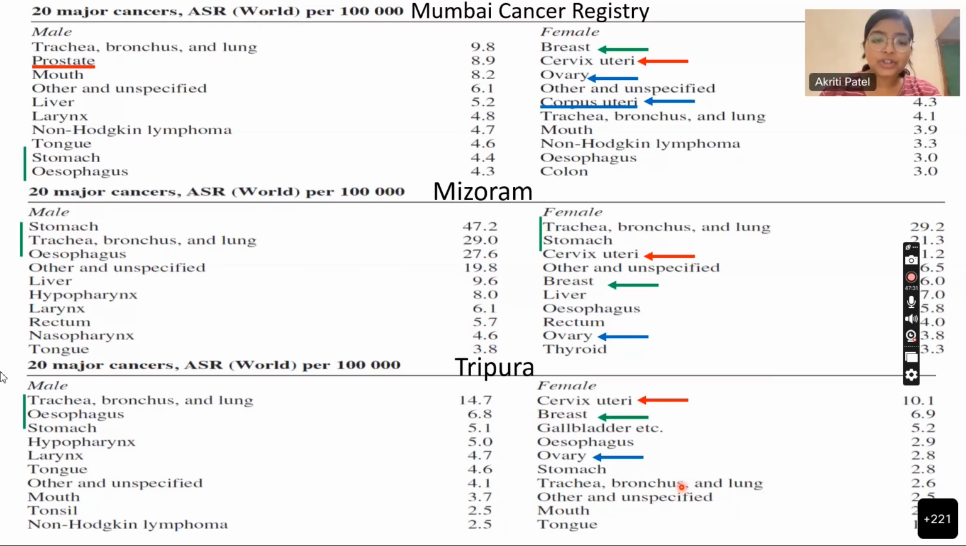Ma'am, denominator should be the total number of cases of carcinoma of that particular organ. So give me an example. Take any one of these. Now take trachea, bronchus, and lung in the Mumbai Cancer Registry. You see 9.8 there? All right, give me the denominator. Akriti. Ma'am, denominator should be the population that is at high risk.